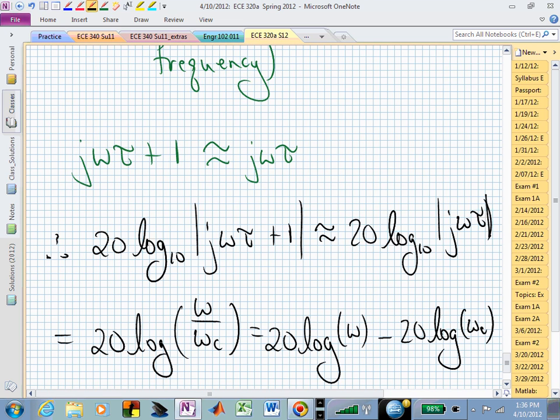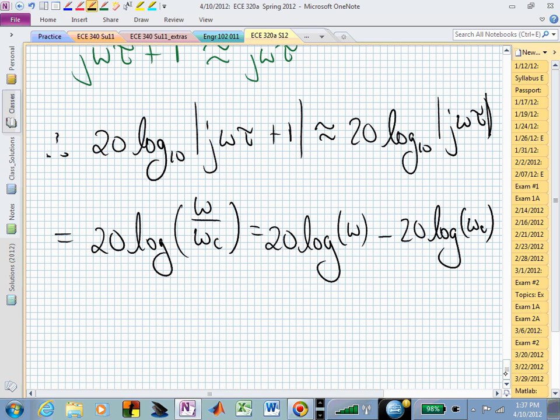Now, what were we plotting with respect to before in our Bode plots? We were actually sketching our plots with respect to log of omega. That was our independent variable. And omega c, that's just a fixed number. So this is simply a constant.